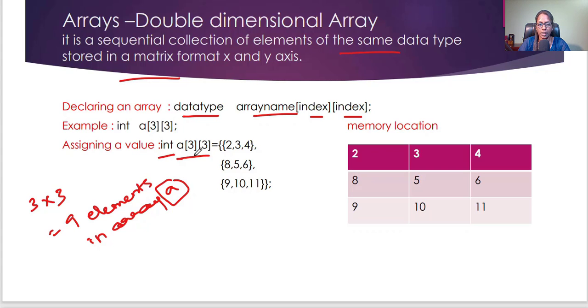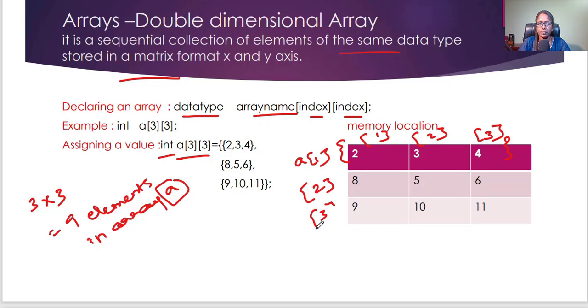Okay, how do you assign a value to a double dimensional array? The data type, array name, and then index 3 comma 3. You can assign the first row like this: 2, 3, 4, then 8, 5, 6, then 9, 10, 11. If you assign values to this double dimensional array, the memory location will be, okay, this is a of 1 comma 1. You can assign 0, 1, 2 also, or 1, 2, 3. It is just for our understanding.